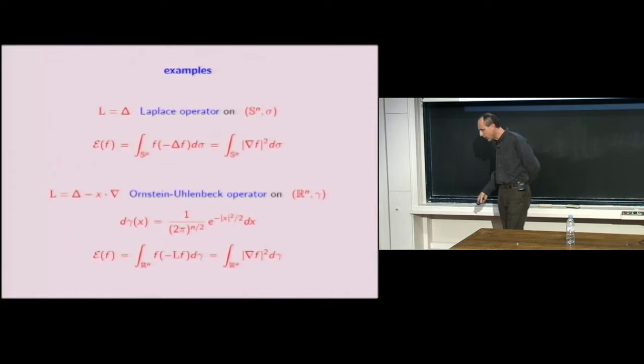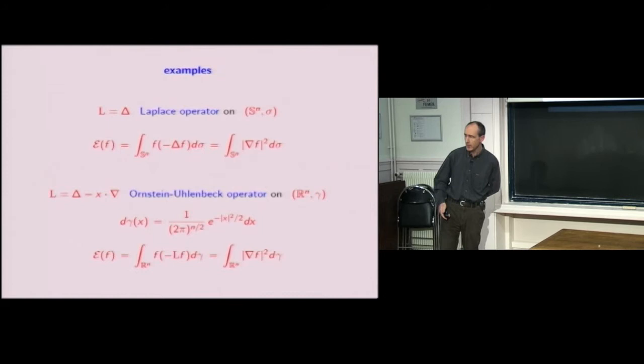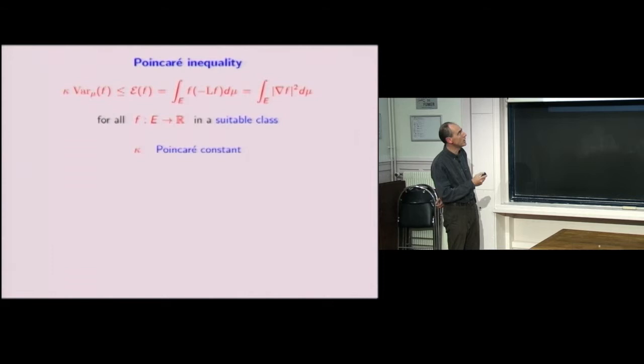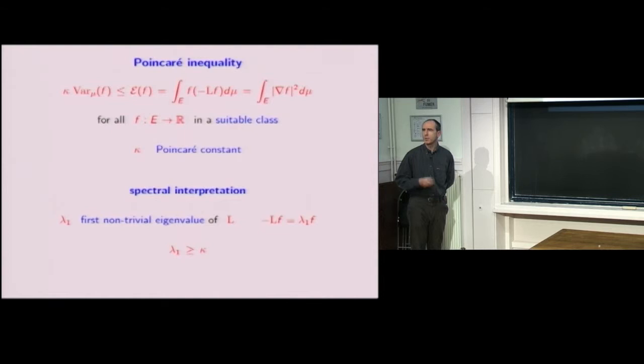And as announced, a Poincaré inequality is then a comparison, for a suitable class of functions, of the variance of a function and its energy, either given like this or given like this. And whenever there is such a constant kappa, strictly positive, we'll call it the Poincaré constant. So it has clearly a spectral interpretation. This was the original motivation by Poincaré.